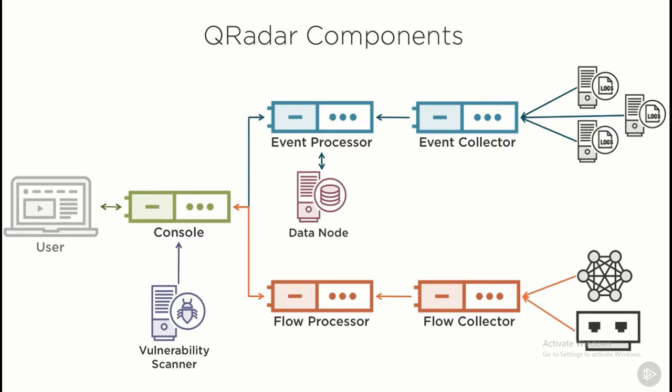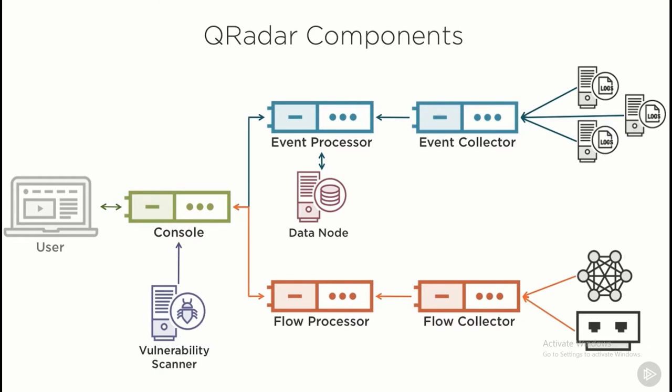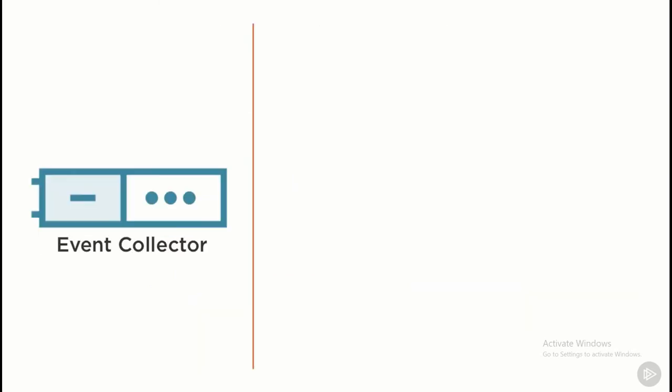Some environments, as we know, have a QRadar vulnerability management scanner. It's responsible for scanning vulnerabilities in the environment and uploading them to the console. Any environment can have multiple event collectors or multiple processors. For example, you can have one event collector in your data center and one main event processor. For now, let's take a look at each of those components.